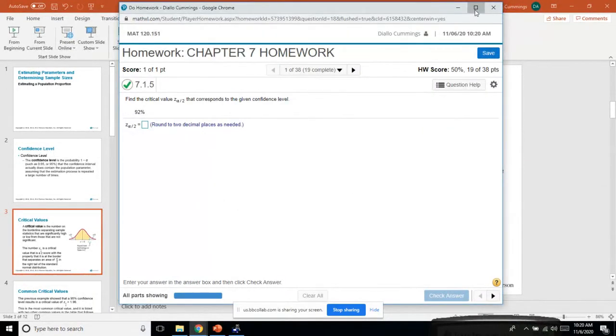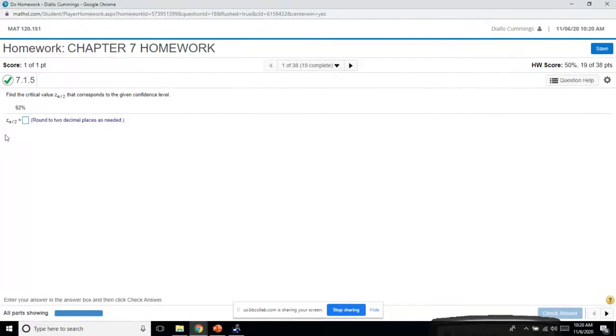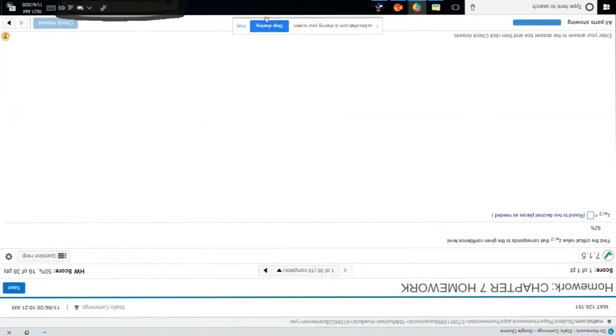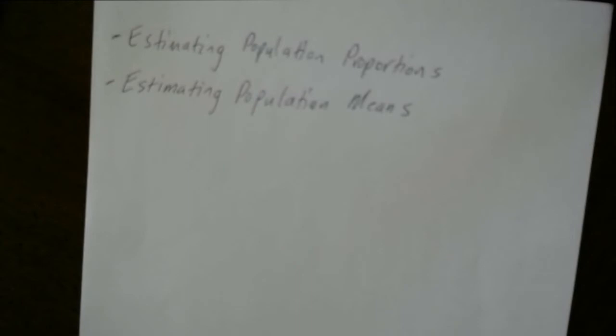All right, so I'm going to pull up our homework, and this is actually problem number 1. And we're asked to find the critical z alpha over 2 value for the given confidence level, which is 92%. All right, so I'm going to return to our document camera. And we're actually going to work that out.